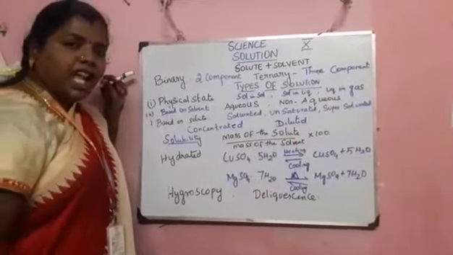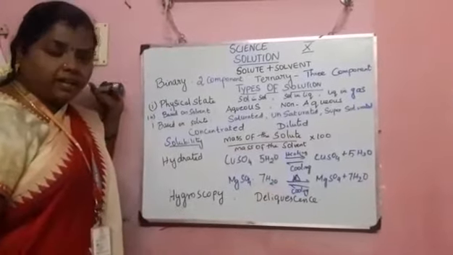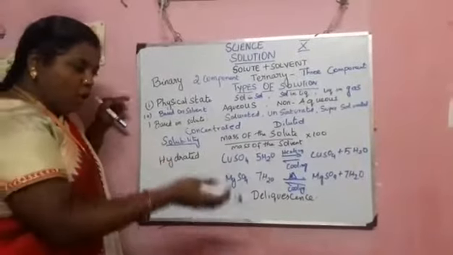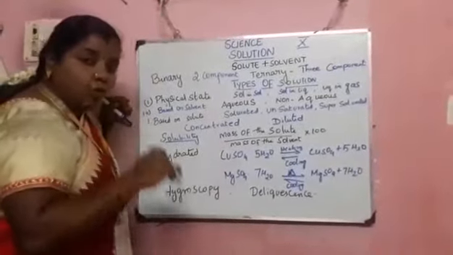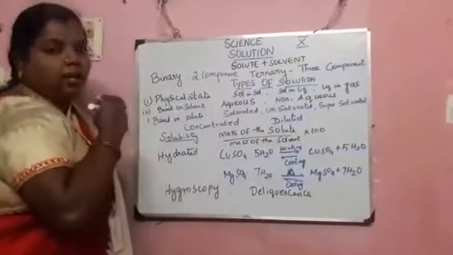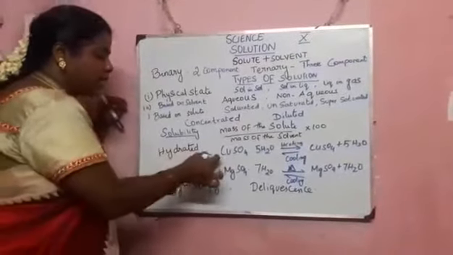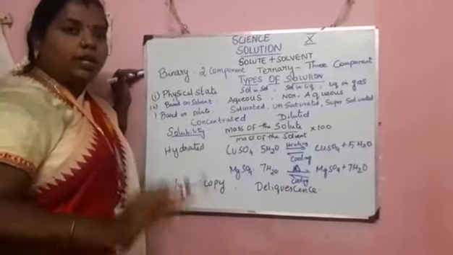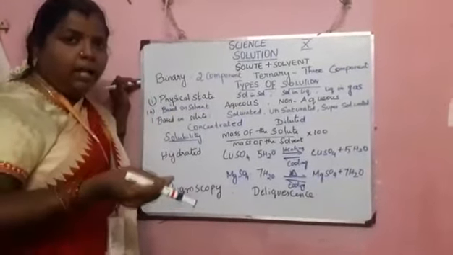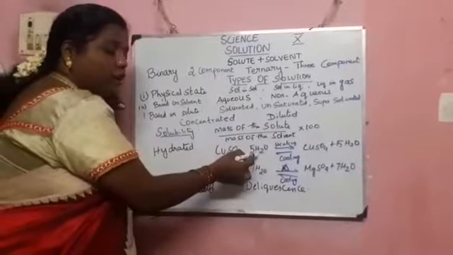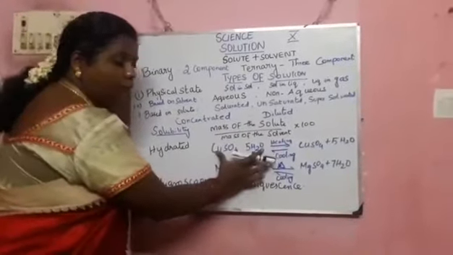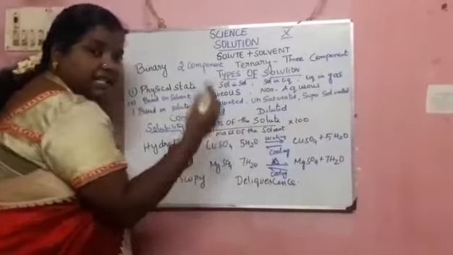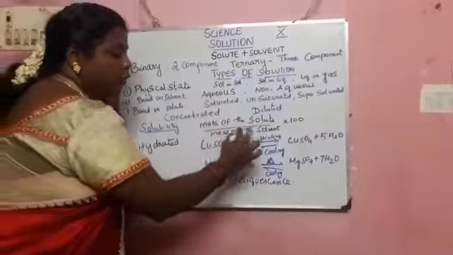Next one, hydrated substance. Hydrated means it contains water, which is lost on heating. At the same time, when it is cooled, it gains the water back. The best example is copper sulfate. Copper sulfate salt is blue in color. The formula for hydrated copper sulfate is CuSO4·5H2O. If it is heated, the water molecules are driven off.